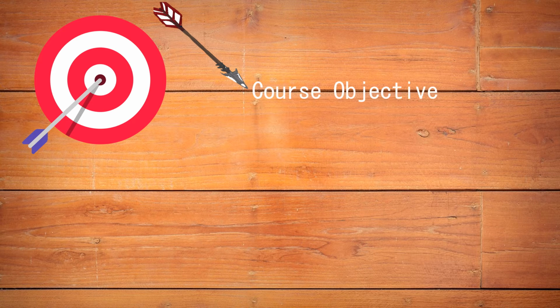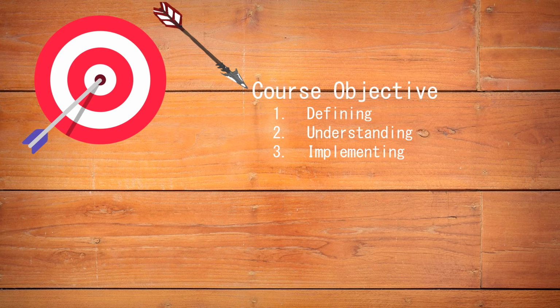Learning goals are divided into two. First is the course learning goals, which consist of: 1. The ability to define and distinguish characteristics of existing digital businesses. 2. Ability to understand various aspects of digital business, and 3. Ability to implement the understanding of digital business in the real world.